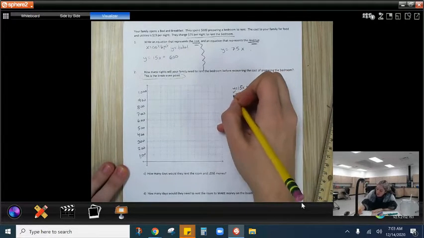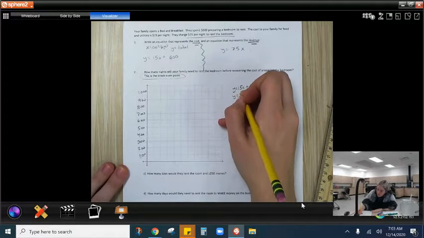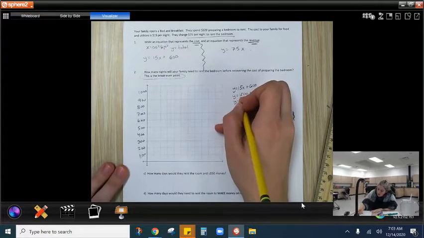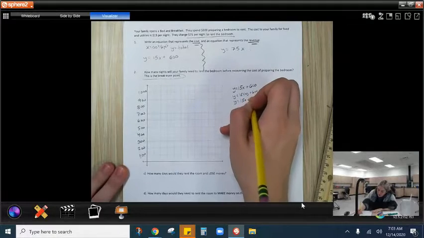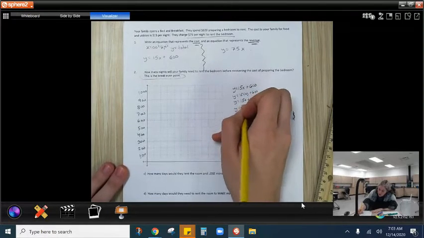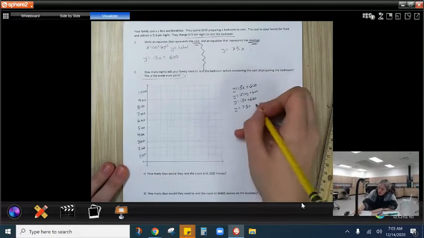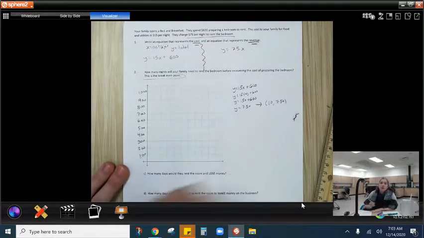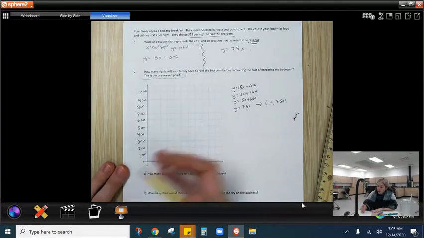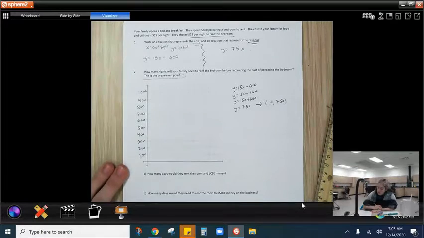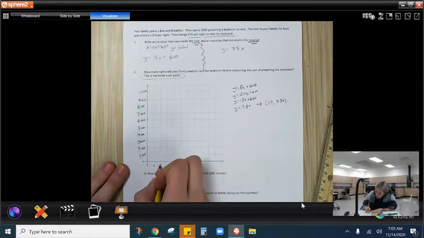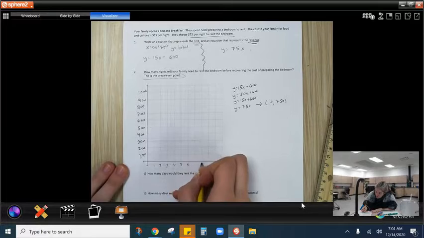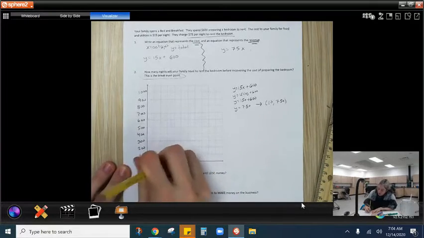If I had someone stay for 10 nights, then I would have spent $150 plus $600. So that'd be $750. So that means I have the point (10, 750) for my cost equation. All right, for my cost. So 1, 2, 3, 4, 5, 6, 7, 8, 9, 10. That's not going to be enough.